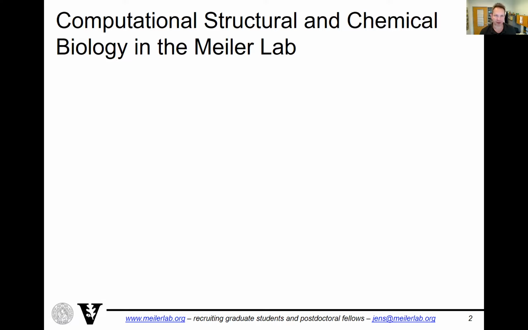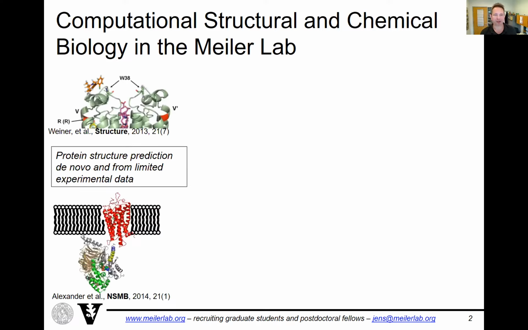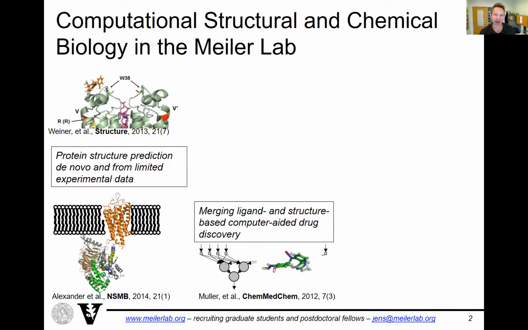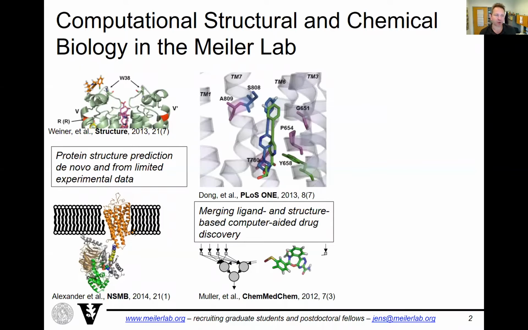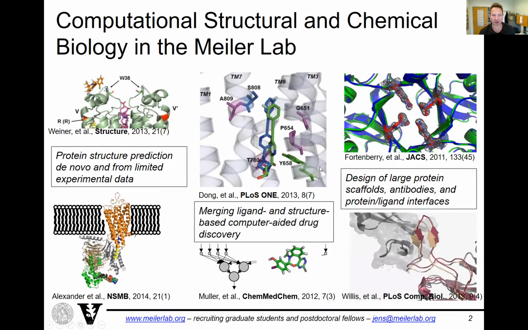We are mostly interested in protein structure prediction from limited data, a lot of membrane protein structure prediction. We develop Rosetta ligand and Rosetta drug discovery tools that mesh docking and design simulations with machine learning and artificial intelligence. And we also have a deep interest in engineering proteins, and this is where we're gonna spend today, how we design antibodies or possibly immunogens and vaccine candidates with this particular software.